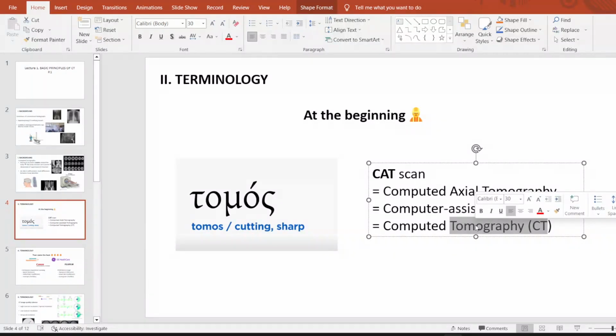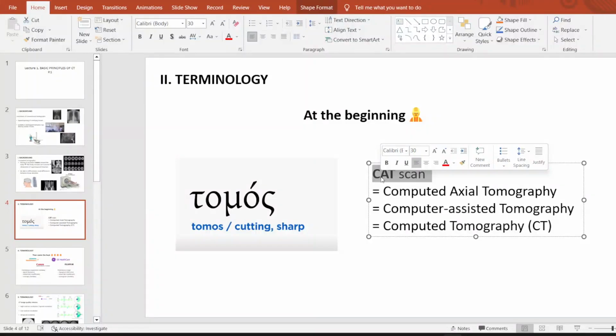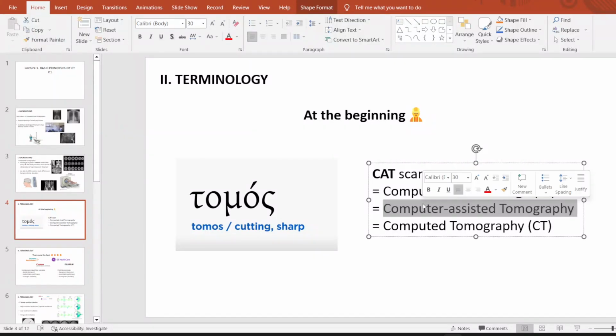But, always but, as an exception, if there is any existence of the term CAT scan in scientific journals nowadays, it may represent the complete term computer-assisted tomography. And it's also right, my friend. It's also right in these modern days.